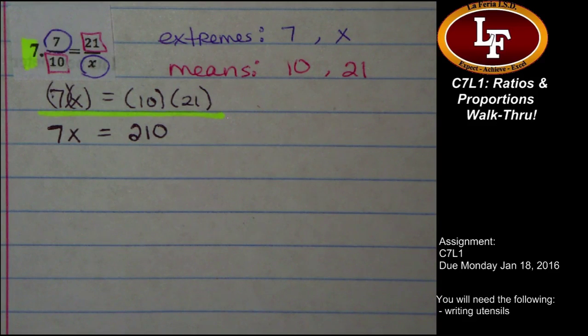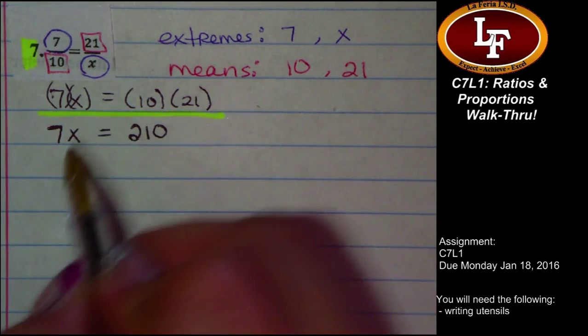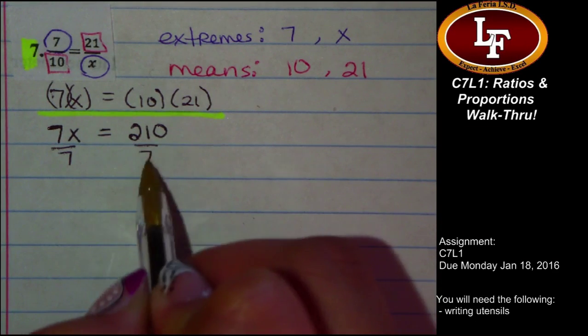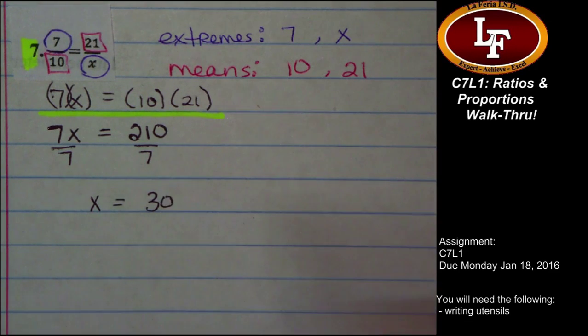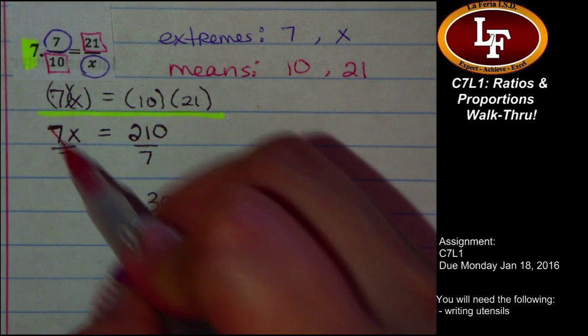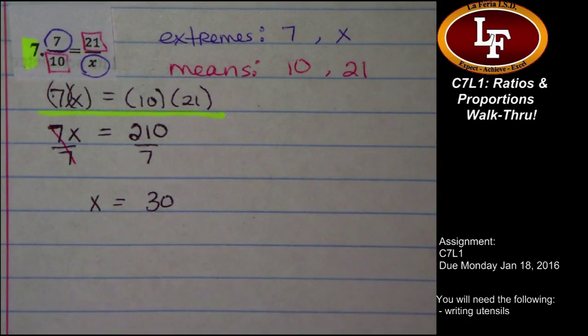What do I need to do here? Yeah, divide by 7. I've got to get rid of that 7, so divide both sides by 7. That leaves me with 30, I think, says the pocket calculator. And I am done.